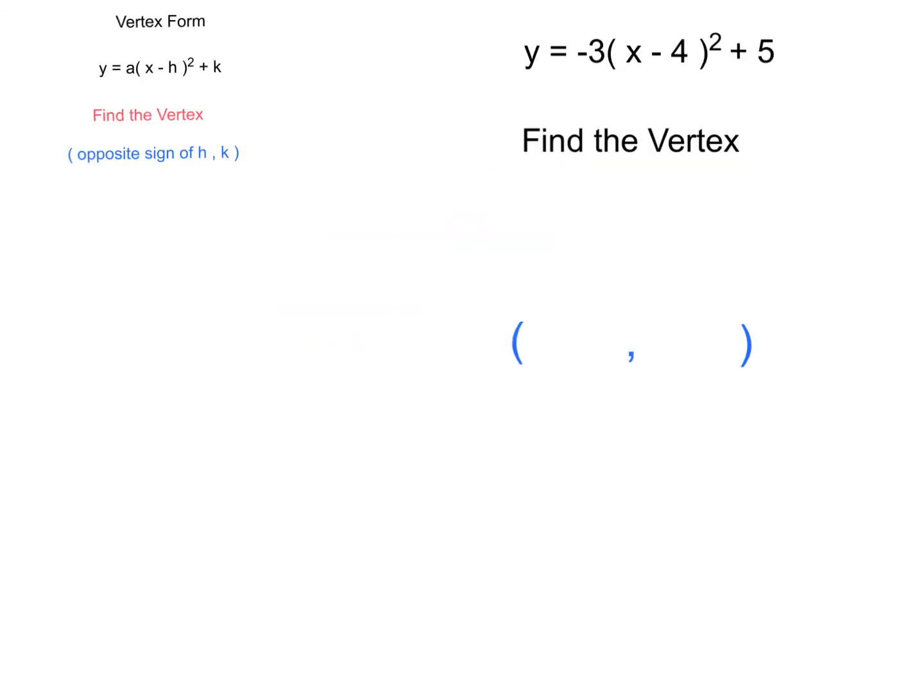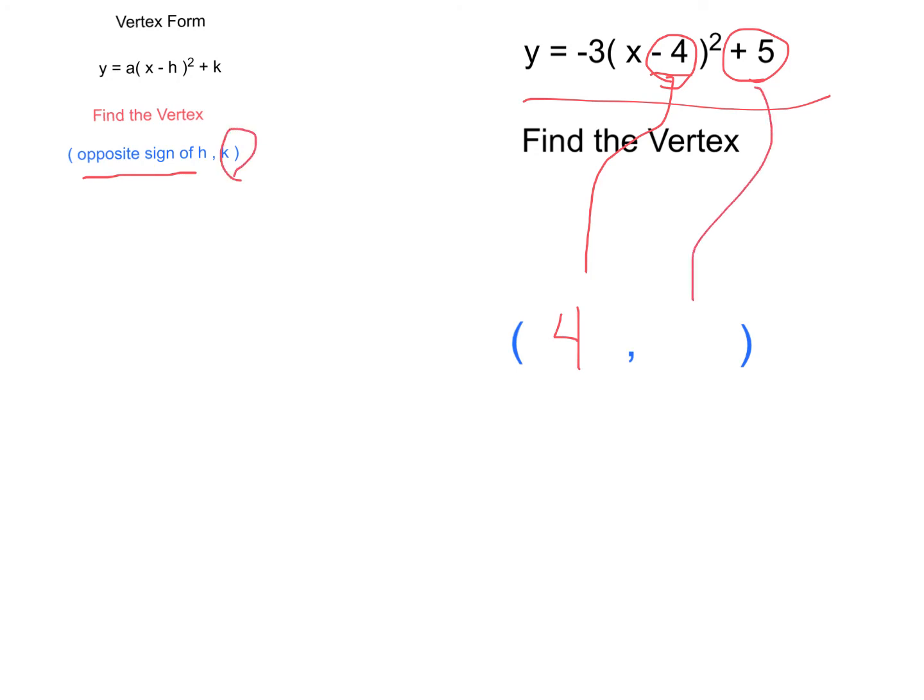Alright, so here you go. You're asked to find the vertex. So since this is vertex form, I'm going to just be looking at these two pieces to find the vertex. Now, for the x-coordinate, we do the opposite sign of h. So this is negative 4 that's in here, which means when it comes out, it's going to go in as positive 4. The k value, which is the y-coordinate of the vertex, just goes in as it is. So since it's positive 5 here, it's positive 5 here. And there's your vertex. Pretty easy.